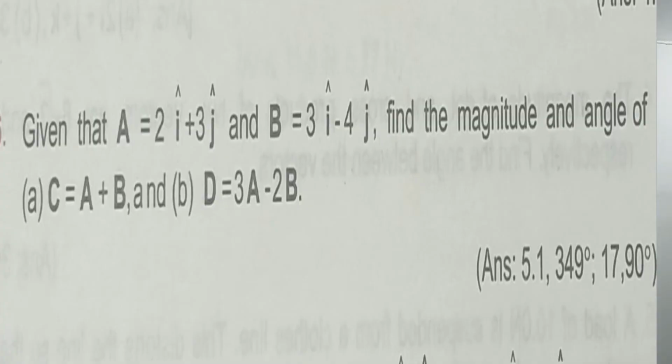The next problem is also on your screen. You can watch this one. It is given that A is equal to 2i plus 3j and B is equal to 3i minus 4j. Find the magnitude and angle of C is equal to A plus B and D is equal to 3A minus 2B. Let's solve this problem on the board.